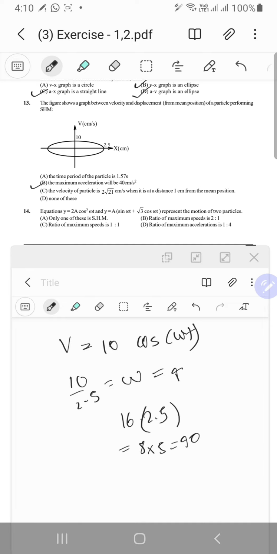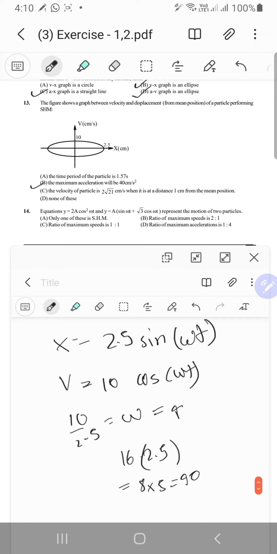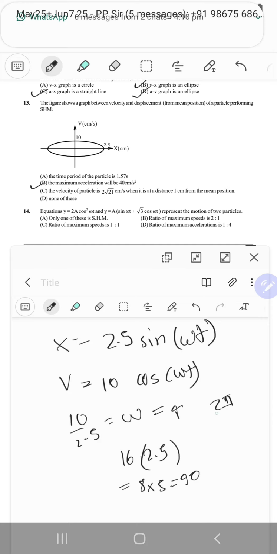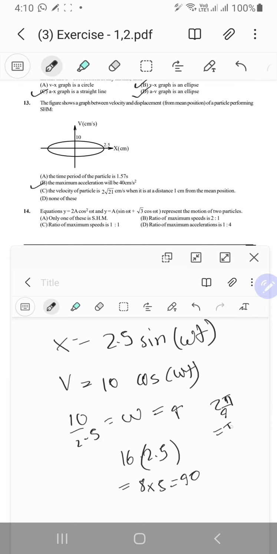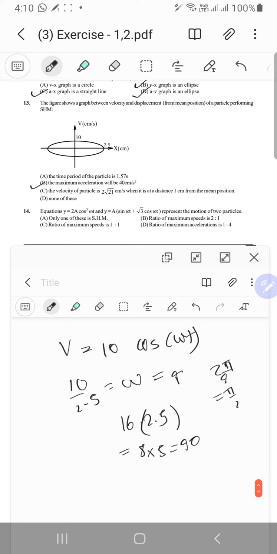The time period of the particle is 1.75 seconds. So it's going to be 2 pi upon omega, which is 2 pi upon 4. So it's going to be pi upon 2. Well, yeah, looks like that. I mean, not exactly, but yeah.